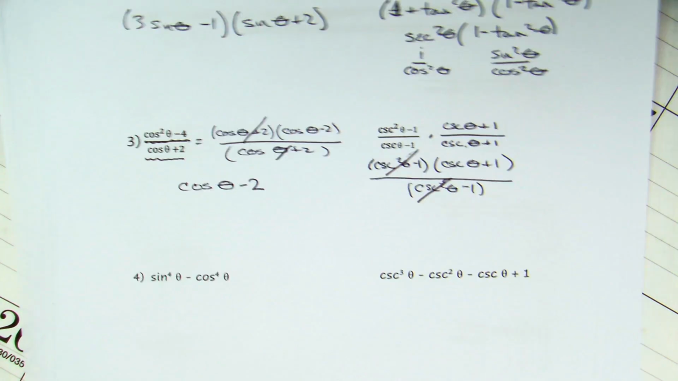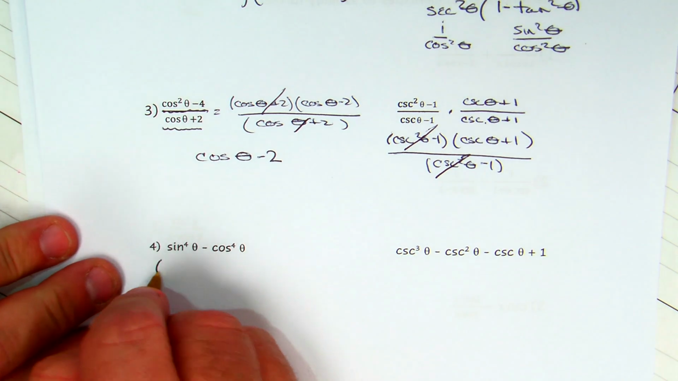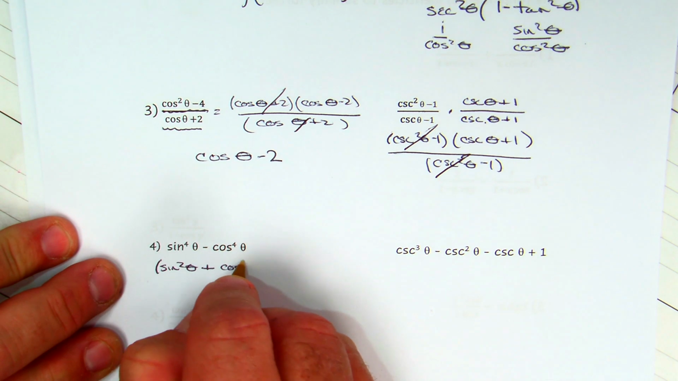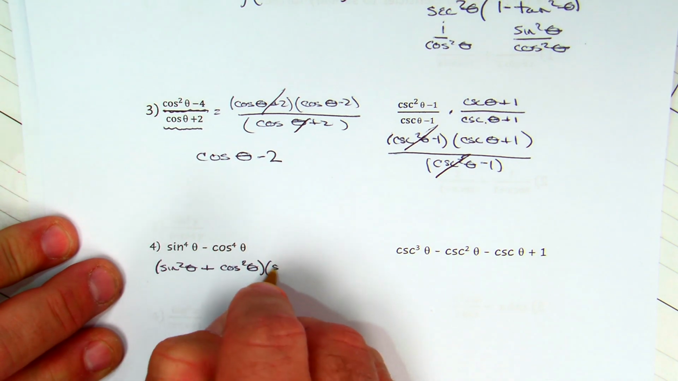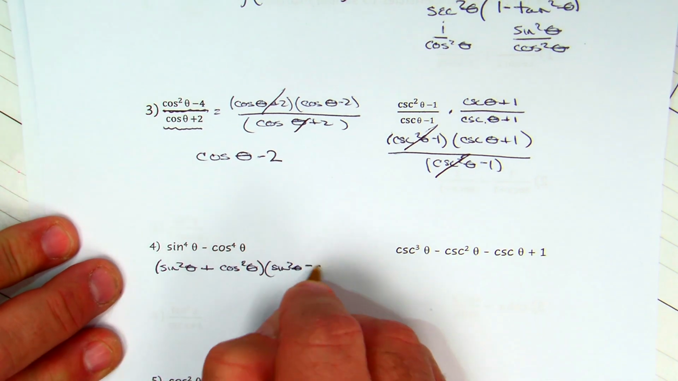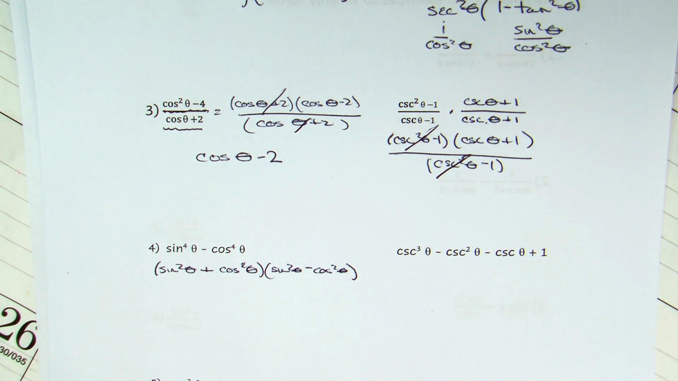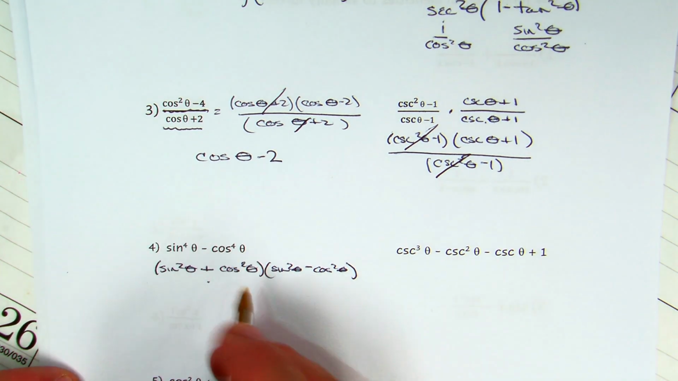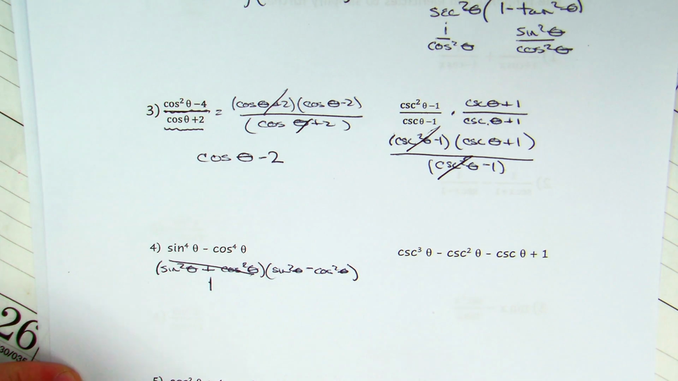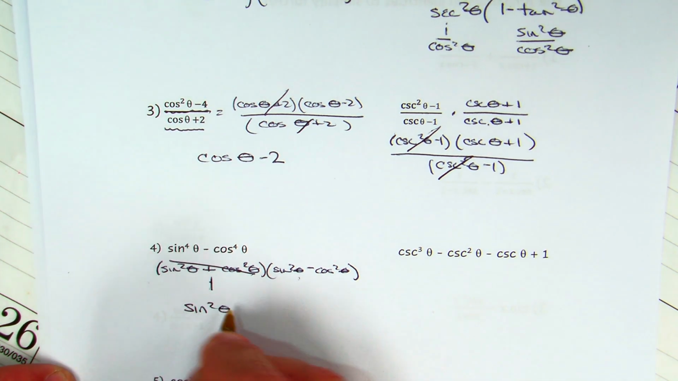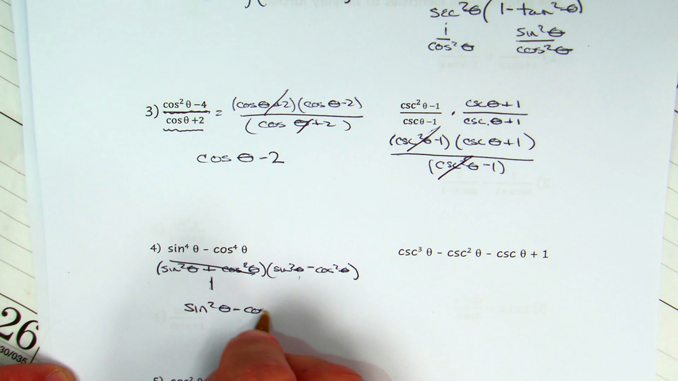Number 4, we return to a difference of 2 squares, so that's sine squared theta plus cosine squared theta, sine squared theta minus cosine squared theta. By your Pythagorean identities, that becomes 1. 1 times anything stays exactly the same. So I end up with sine squared theta minus cosine squared theta.